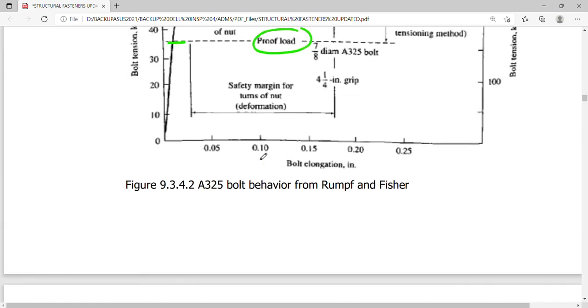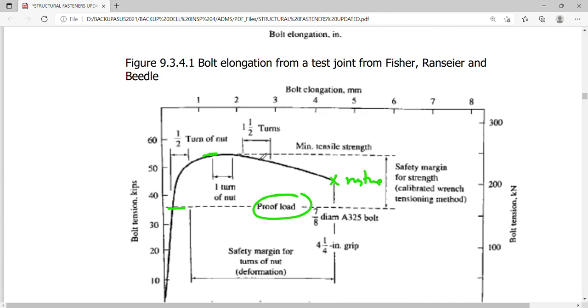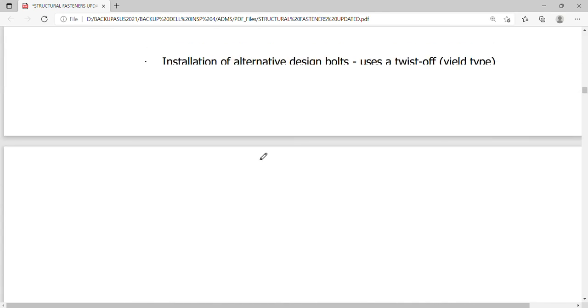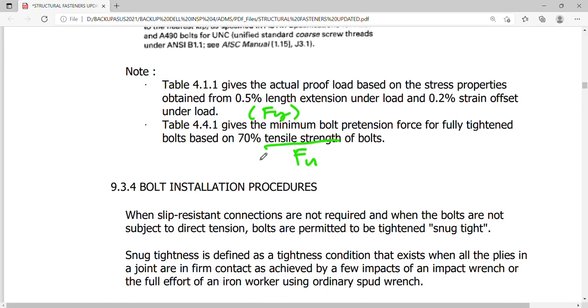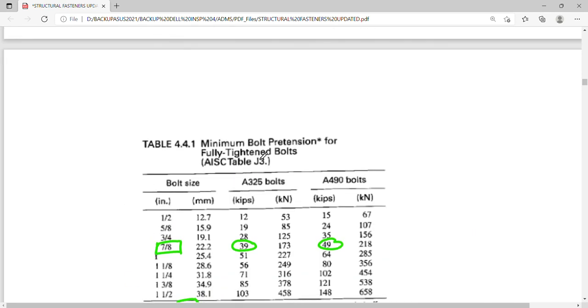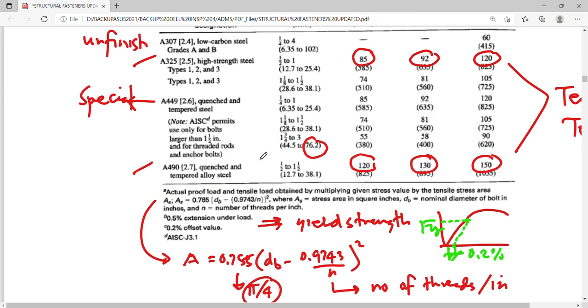Okay, so that's it for the basic introduction of how bolts and rivets as fasteners are used. We will be dealing with some equations and formulas in the next lecture. So I'll end my introduction at this point.